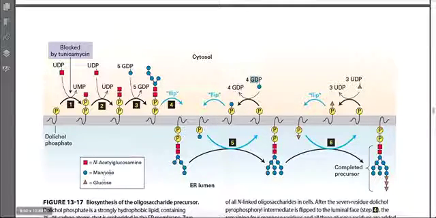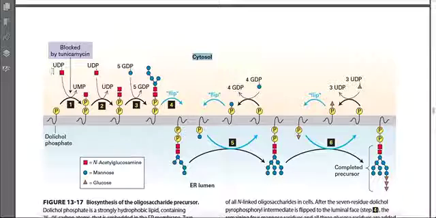GDP only transfers mannose, and this process takes place in two steps, one in the cytosol, another one in the ER lumen. In the cytosol, two N-acetyl glucosamine residues are transferred and 5 mannose residues are transferred on the outside of the cytosol. Here you can find one question.